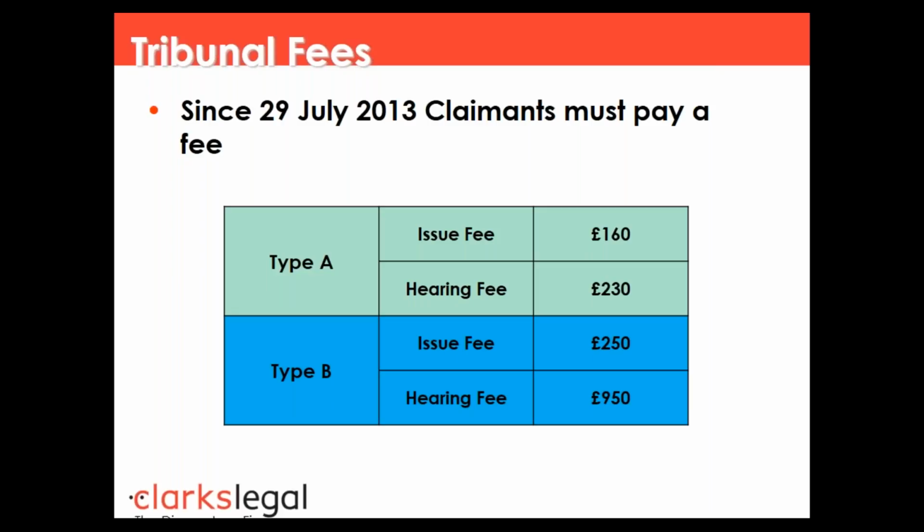Now, Type A are claims expected to be more straightforward and include claims such as wages or breach of contract. More complicated claims fall within Type B and include unfair dismissal and discrimination. An issue fee for a Type A claim is £160 compared to £250 for a Type B claim. The hearing fees are £230 for a Type A claim compared to £950 for a Type B claim. So you can see there's quite a noticeable difference between the two.